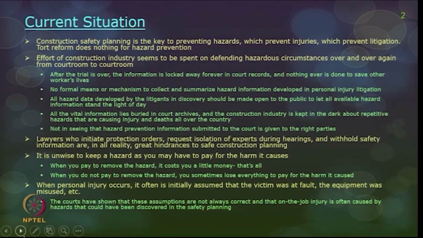What happens is, once the court trials are over, these are stored or archived in some files, and they are not meant to be opened to the public.